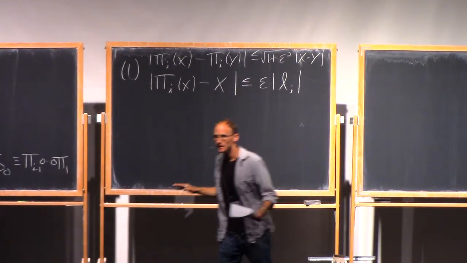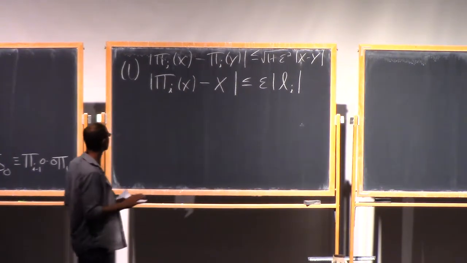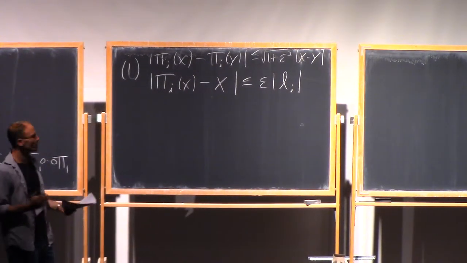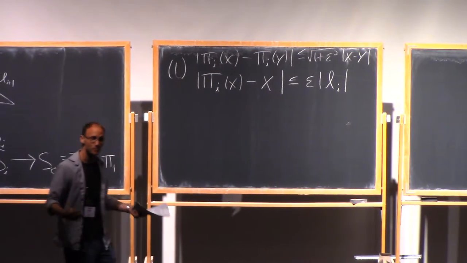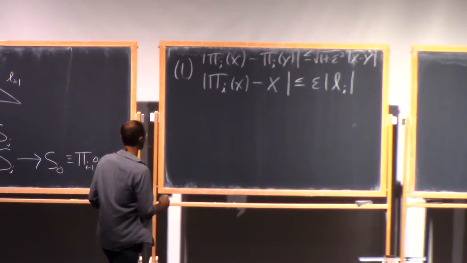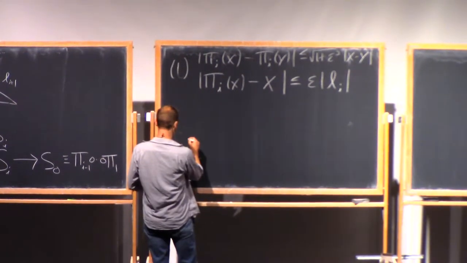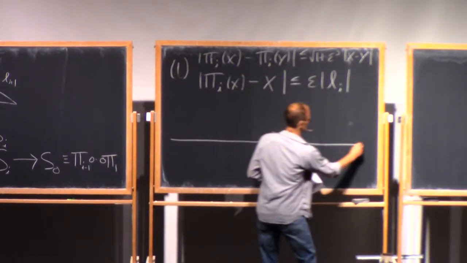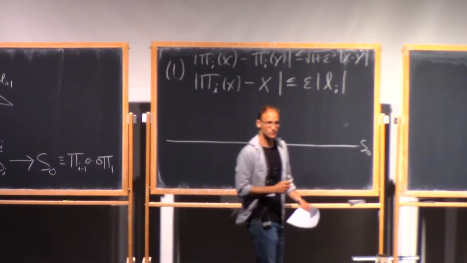That's the claim. So this is worth absorbing a little bit, because this is how one tries to prove Holder estimates. The way it's going to work is the following. Let's take our Si. Actually, let's take S3. So here's S naught, our eventual goal.